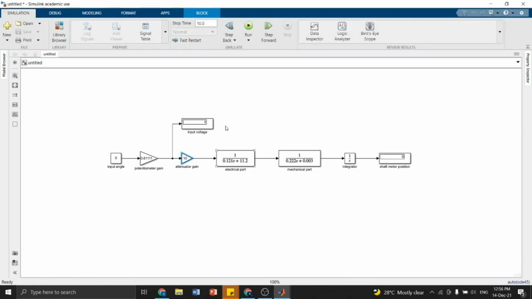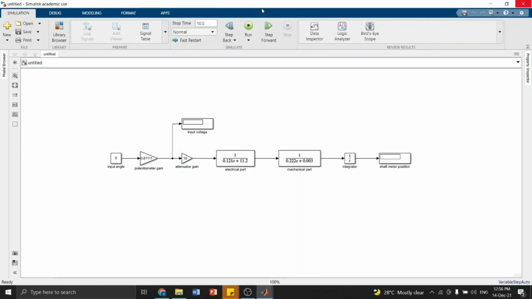From the simulation, we see that when the input angle is 0, the shaft motor position will remain static at 0 position. Even though we increase the attenuator gain, it will not affect the shaft motor position.